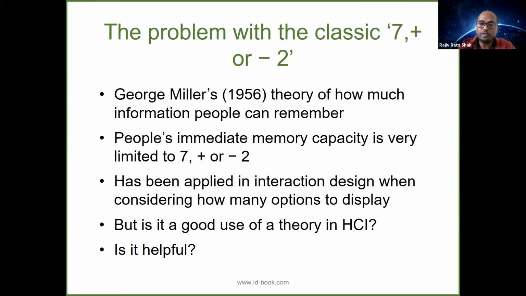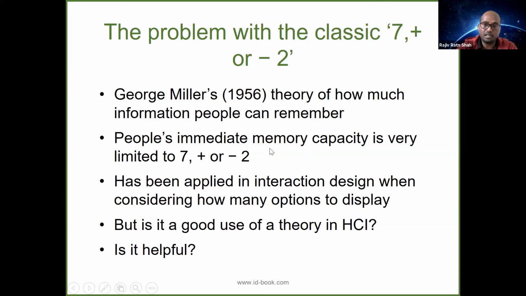So the problem with 7 plus minus 2. There is a very popular theory in HCI that in active memory, or the working memory, people basically have 7 plus or minus 2 items. So people's immediate memory capacity is very limited to 7 plus minus 2. For some people it might be less, that is 5, or for some people it might be 9. It has been applied to interaction design when considering how many options to display, right?